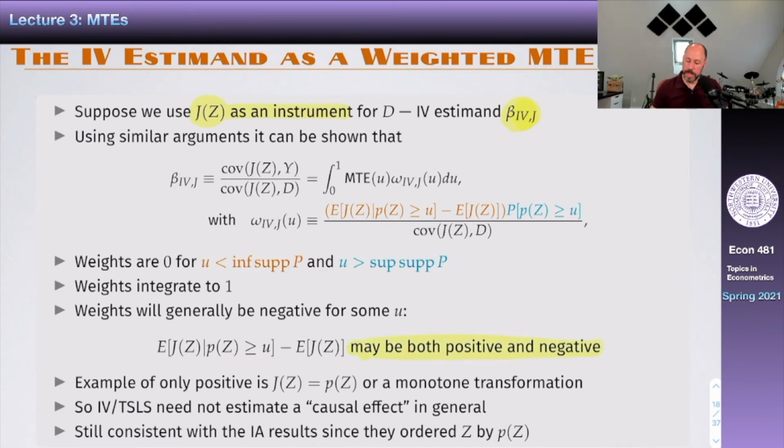Okay. And so what this is saying is, again, this is an unpleasant feature of having weights that are positive and negative, because you can have situations like the one we described in LATE without the monotonicity assumption, or in general when we talk about IV in the heterogeneous case, where people react in different ways to the treatment, but everybody reacts in a positive way.